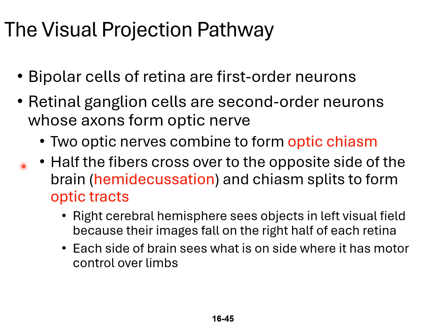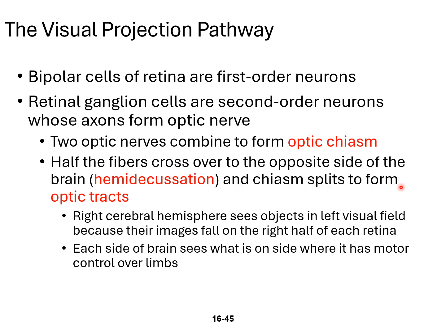And the pathway for this, bipolar cells of the retina are first order, retinal ganglion cells are second order. That just means these are the ones that are going to form the optic nerve. The two optic nerves combine to form the optic chiasm. The optic chiasm is that structure we talked about in the brain, or the optic cross, where the left signals go to the right, right signals go to the left. That's why they cross. Half the fibers cross over to the opposite side of the brain. That's called a hemidecussation. Hemi for half, decussation for crossing over.